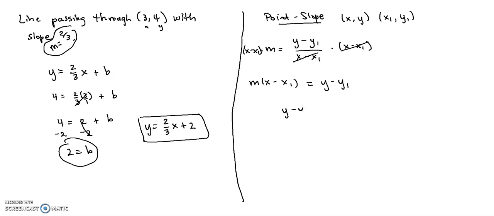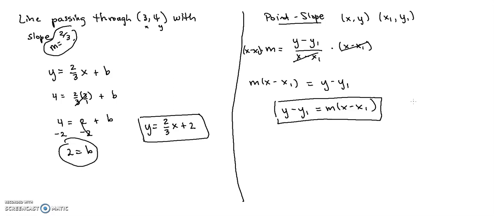So let me reverse it. Usually we see it like this. Okay, so you can put in your y, you can put in your x, and your m, and you've got the whole thing right there. So let's try this last problem again using the point slope form instead.